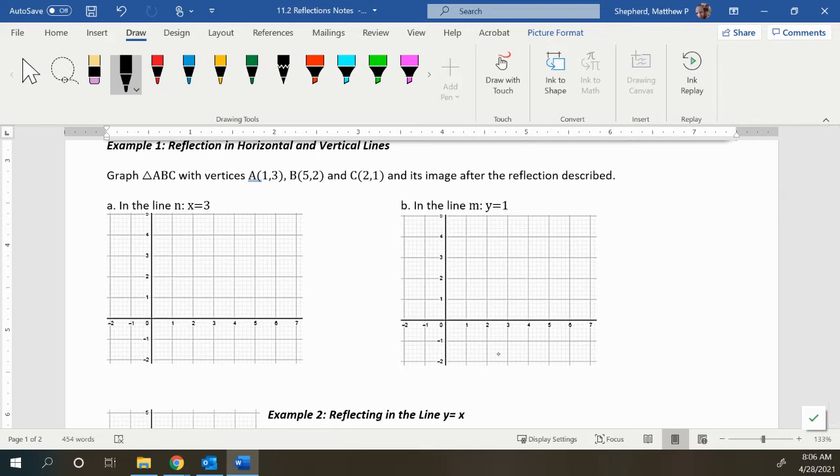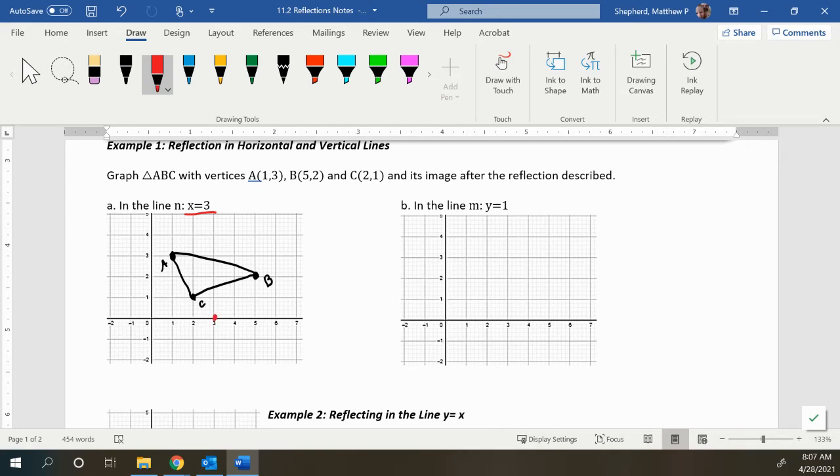We're going to graph ABC here and its image after we do the reflection off of the line they've indicated. So let's go to A, 1, 3. Name it A. B is at 5, 2. And C is at 2, 1. Now we want to reflect it off of the line X equals 3.